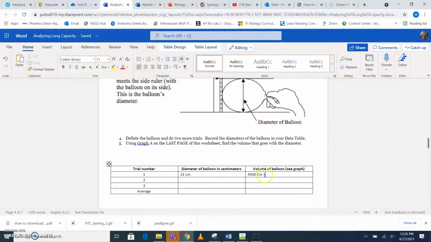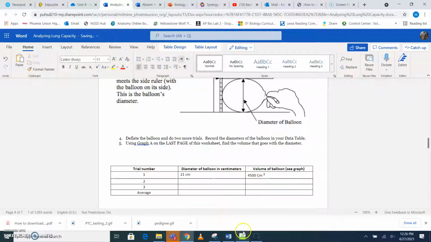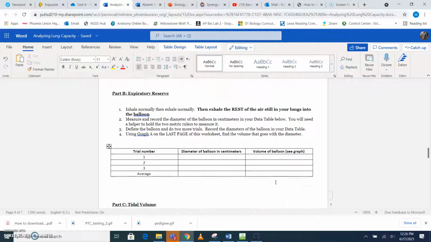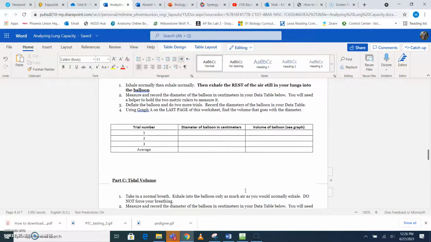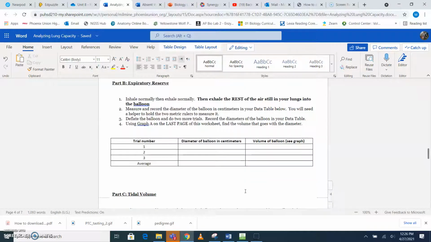You can leave it like that. I'd be okay with that, or you can superscript it if you'd like. But repeat the same for the remaining measurements. You'll be using that graph the exact same way to do the expiratory reserve and the tidal volume, which we'll go through and do here in just a moment, starting with the expiratory reserve.